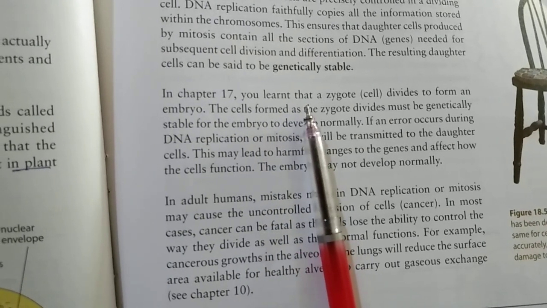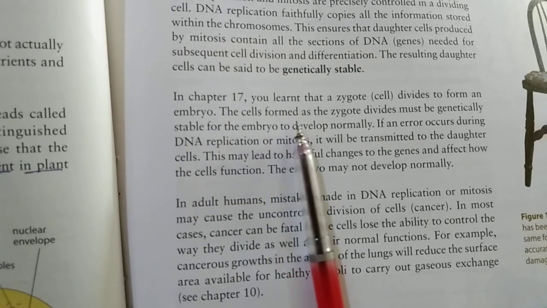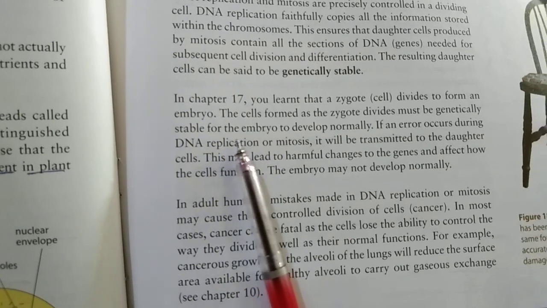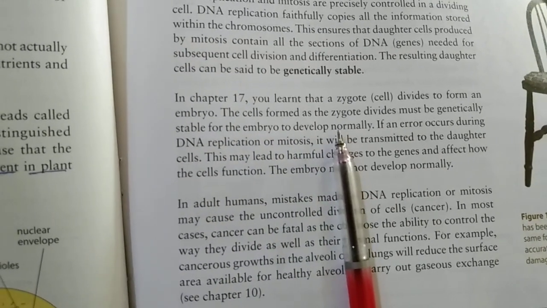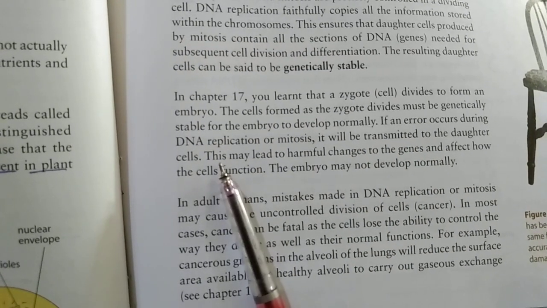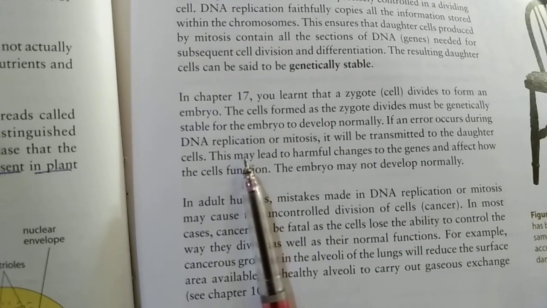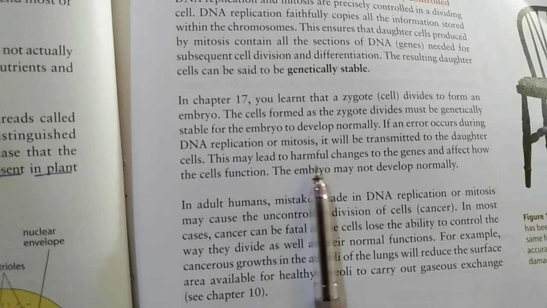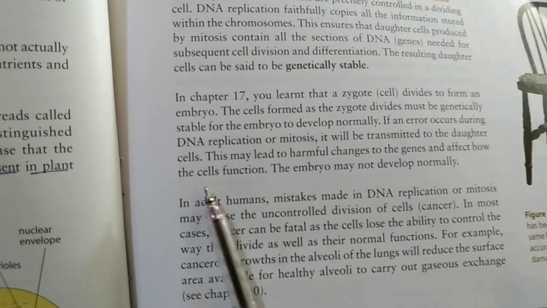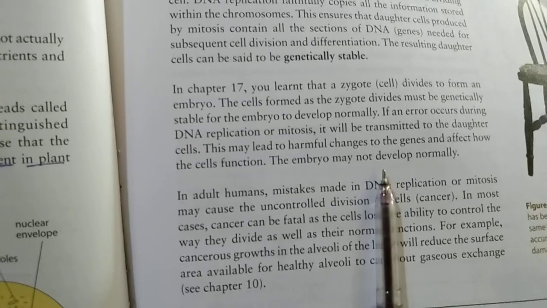You learned that a zygote cell divides to form an embryo. The cells formed as the zygote divides must be genetically stable for the embryo to develop normally. If an error occurs during DNA replication or mitosis, it will be transmitted to the daughter cells. This may lead to harmful changes to the genes and affect how the cells function. The embryo may not develop normally.